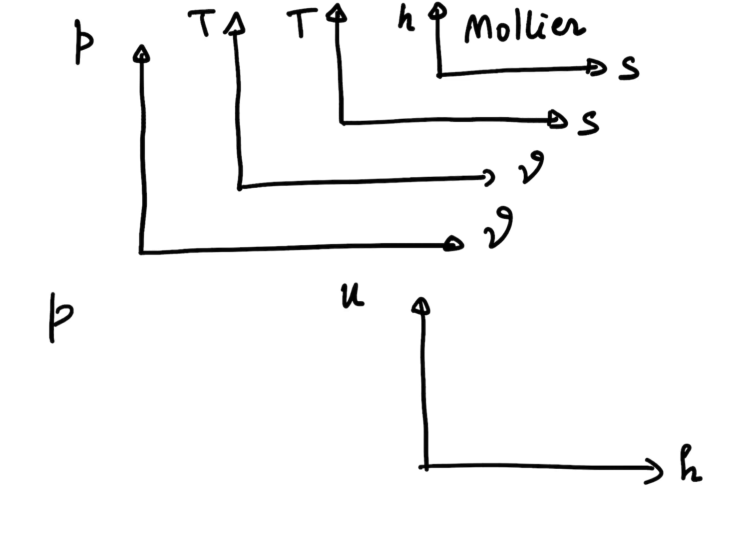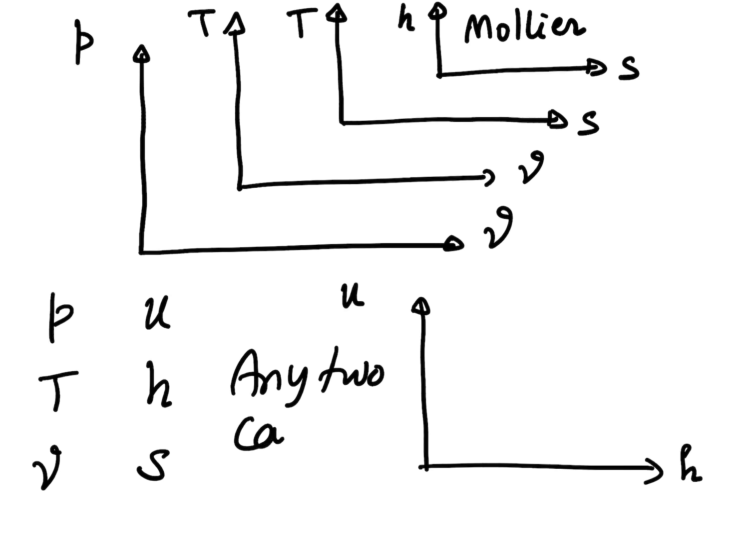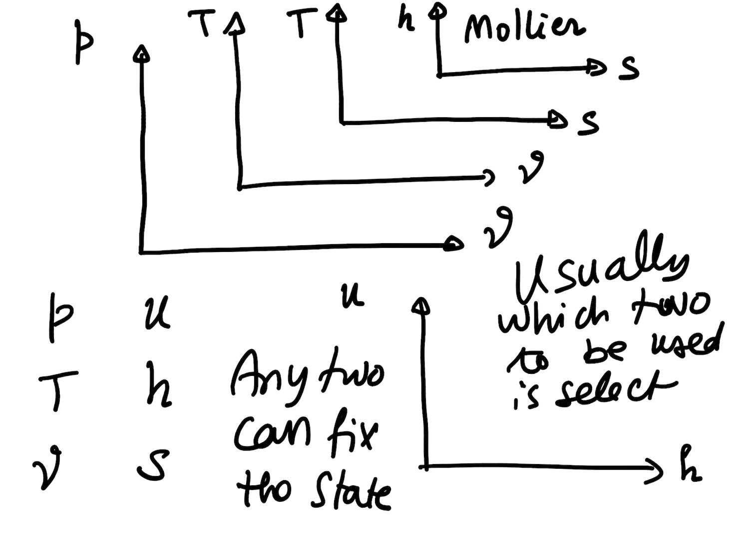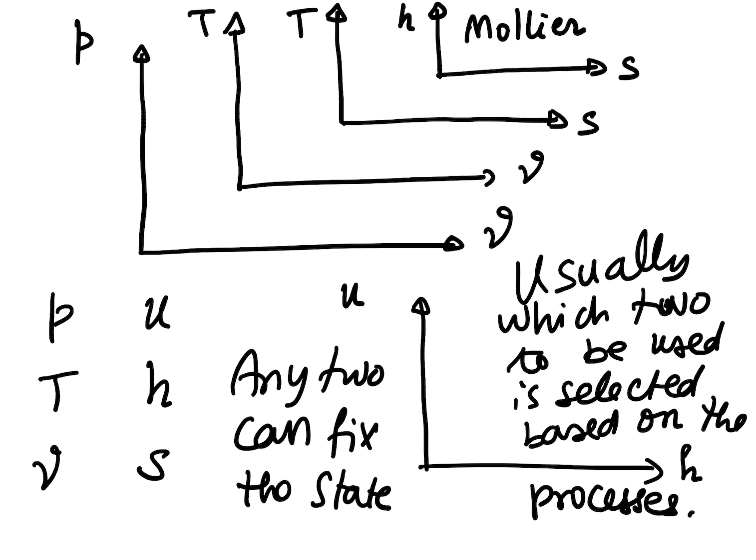So in the beginning of the course, I told you the state variables are pressure, temperature, specific volume, internal energy, enthalpy, and entropy. Any two can fix a state. So the same state can be determined by any two of these, and the remaining four can be determined through the state equations. Usually which two to be used is selected based on the process. For some processes, it's natural to select PV or TV or T-nu. For some processes, it's natural to select TS or HS. For some processes, it's natural to select U and H, or internal energy and enthalpy.